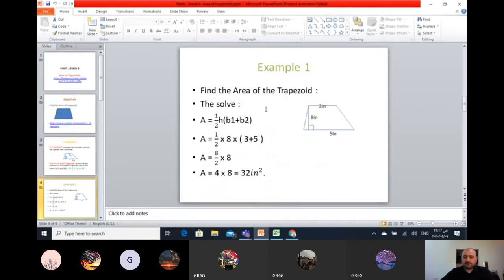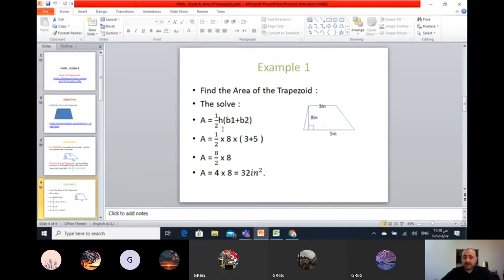For example, find the area of trapezoid. We have this trapezoid. As you see here, we have the small base here will be 3 inch and the big base will be 5 inch. And here we have the height. Here we have the height equal 8. How to find this area? The first step, write the formula. A equal 1/2 H multiplied by parentheses B1 plus B2.